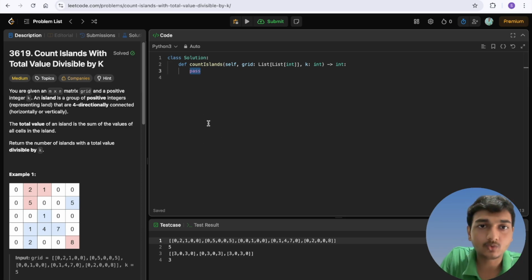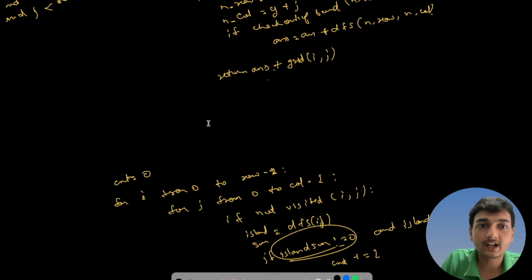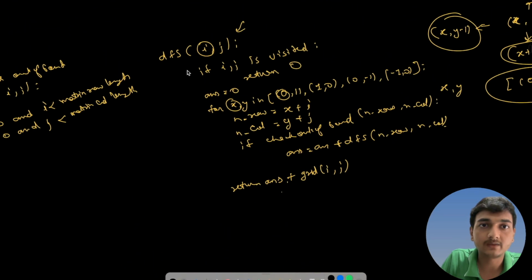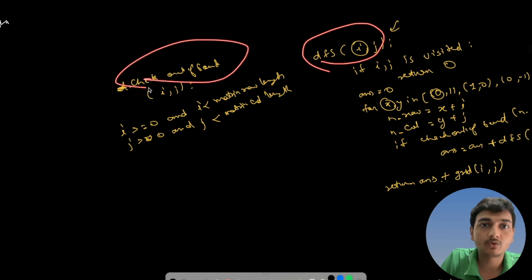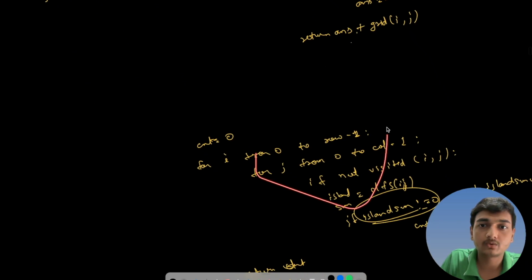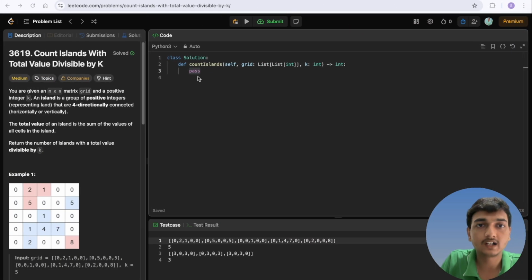So let's try to code it. I will just try to see what functions I have to write: a DFS function, a check out of bound function, and some main logic here. Okay, let me write it.